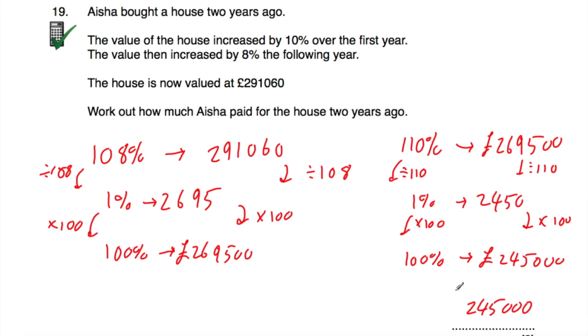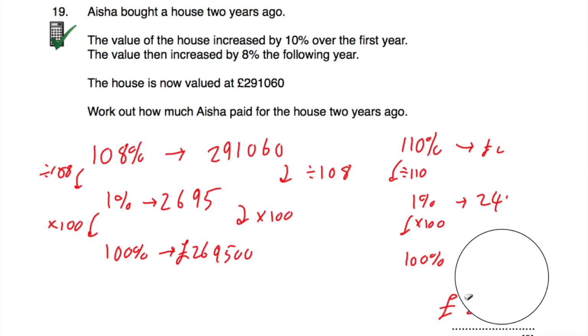It was £245,000. And you can check it. If you take that amount of money and increase it by 10%, get that answer, and increase it by 8%, you should get that answer. And that's it. So that's one approach. Now actually with this question, I would use the multiplier approach, and I'll show you that now. So let's get rid of that.